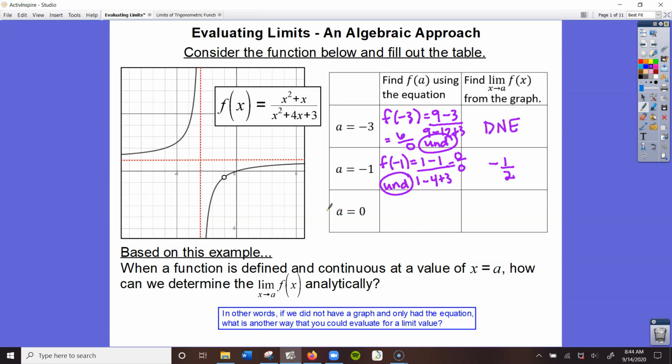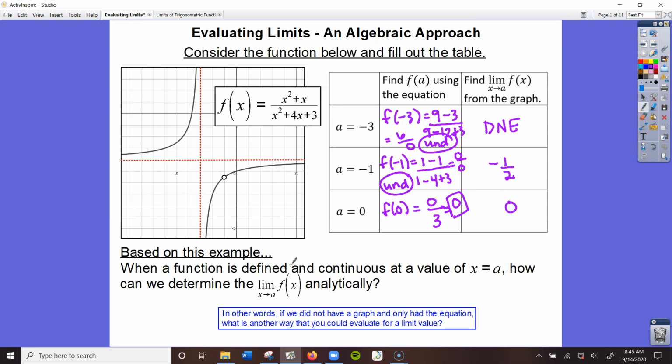Now when we're finding f of 0, when I plug it in, we get 0 plus 0, which is 0 in the numerator, over 0 plus 0 plus 3. And 0 over 3 would be 0. So this would be my function value. And if I look at the graph, the limit value is also 0.